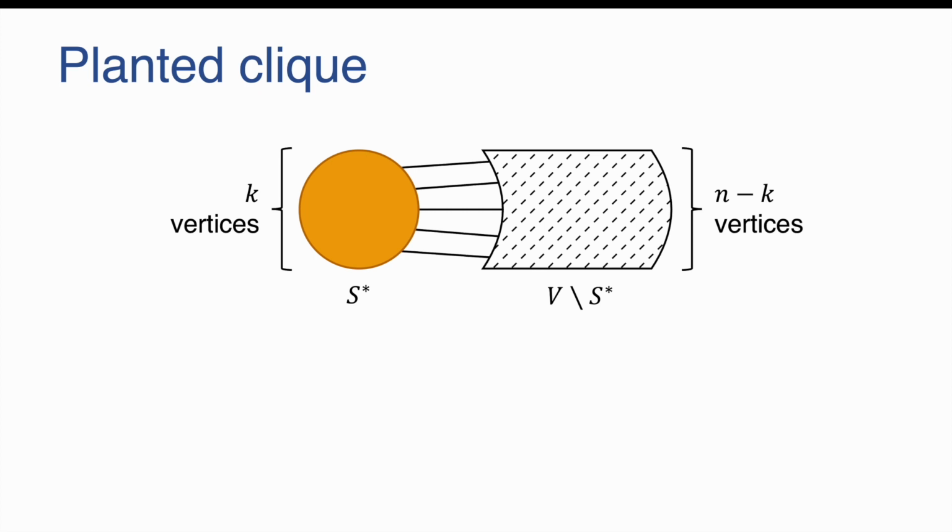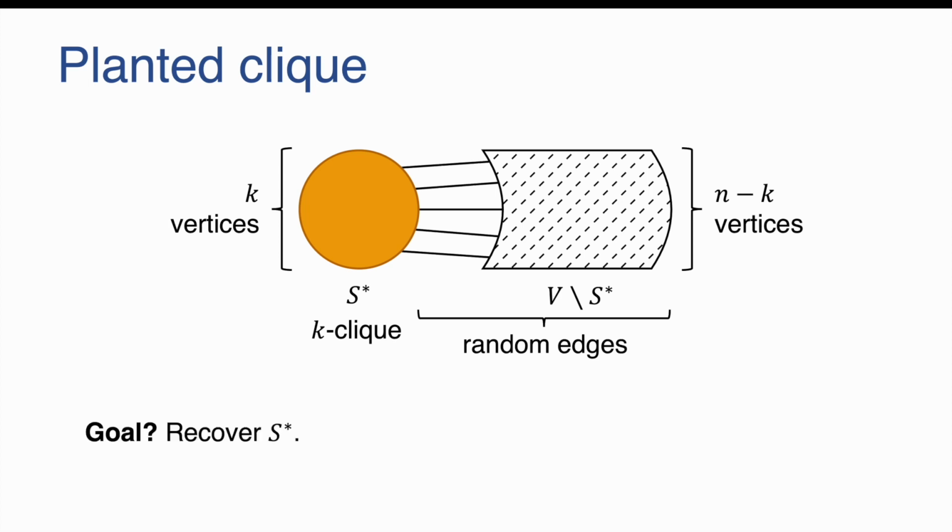So in this model, we assume that S star is a k clique, so a clique of size k. And for all the other edges, both those between S star and V minus S star and those within V minus S star, we assume that they're random, that they are selected independently with probability half. And then the goal in this model is to recover the planted clique S star.